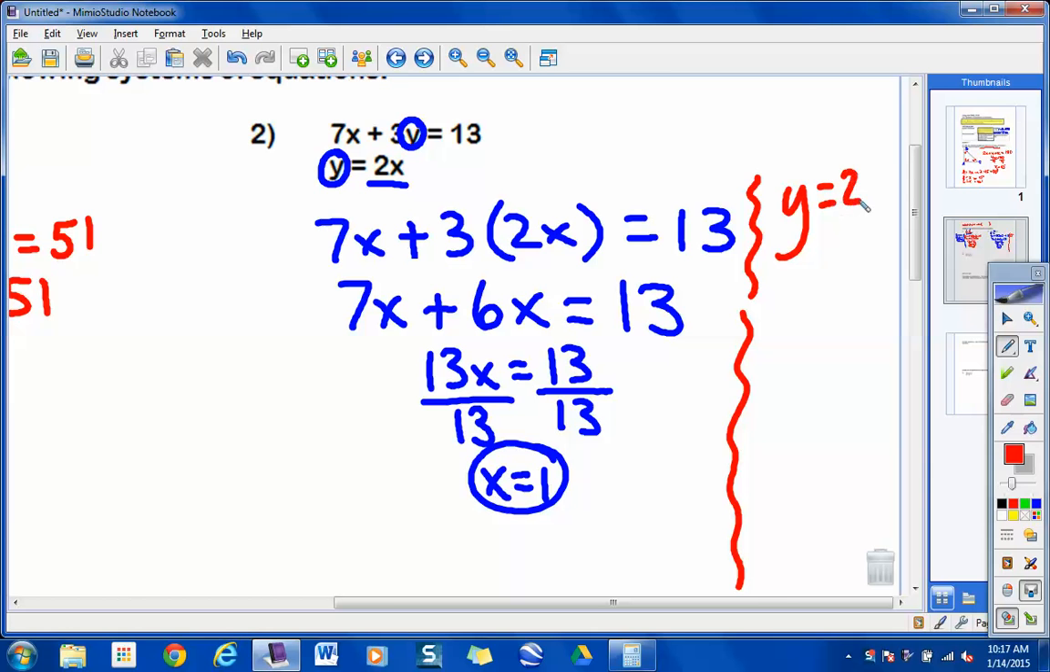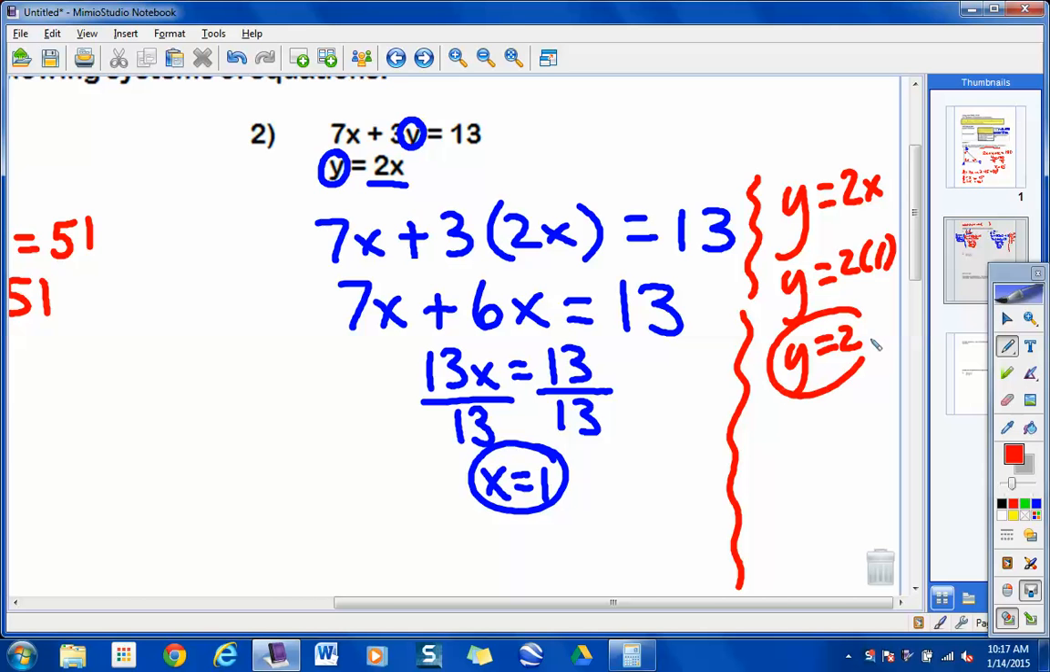Now once I found one solution, I should be able to substitute that in for one of the variables over here. What did you know right there? You knew that x is what? 1. So what can I transfer up to here? I can transfer a 1. Okay, so right up here, we're going to say, this is the same now as y equals 2 times 1. Well, what is 2 times 1?